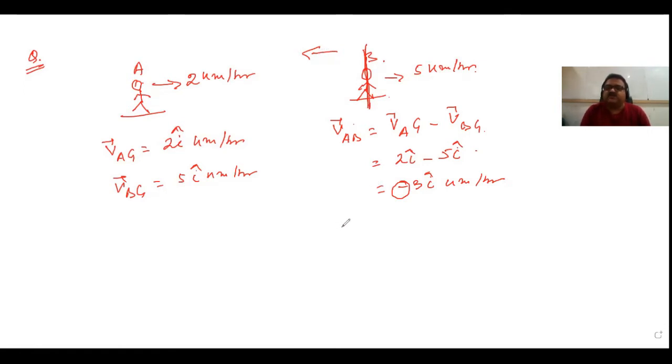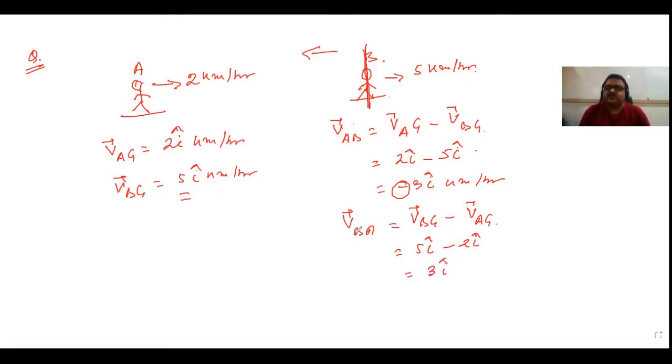Now, what will happen if you want to look at the point of view from A? Velocity of B with respect to A is equal to velocity of B with respect to ground minus velocity of A with respect to ground. What is the velocity of B with respect to ground? It is 5i cap. And what is the velocity of A with respect to ground? It is 2i cap. That means 5i minus 2i, velocity of B with respect to A, that is 3i cap.